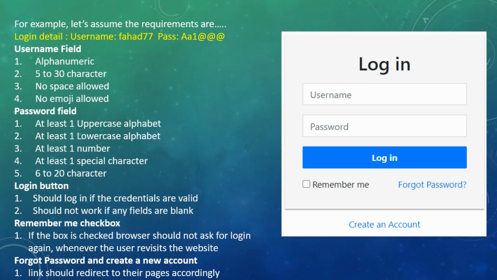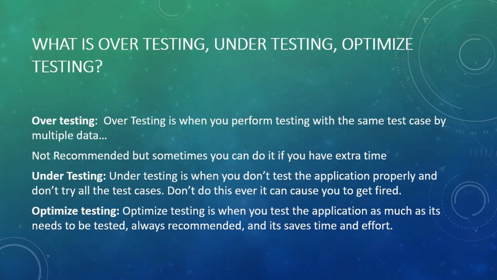Then we will try to put a space in the username, then try emojis and check what happens. For the password, we can do this kind of testing by not using an uppercase, then not using a lowercase, etc. So like this, we have to test the login page with different test cases. When we are done, we can write a report and send it to the manager or developers team, which we will see in upcoming videos. So right now, let's see some more things about functional testing.